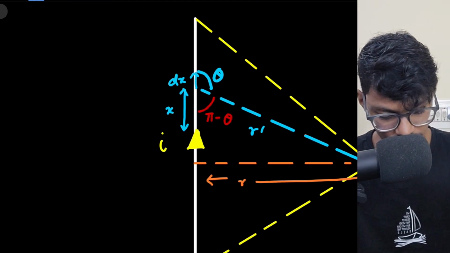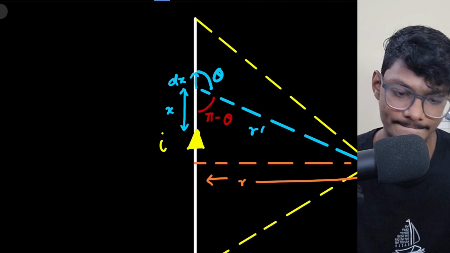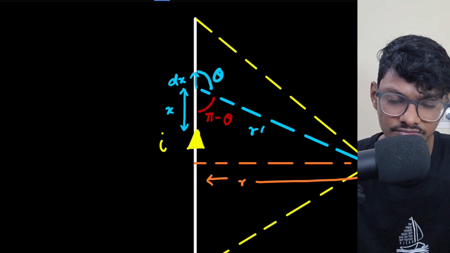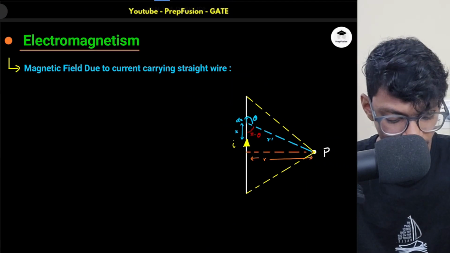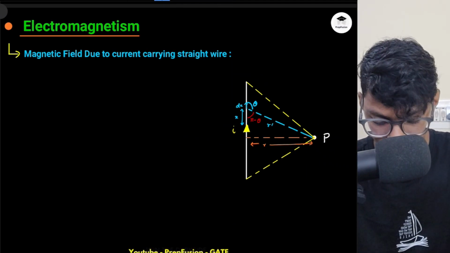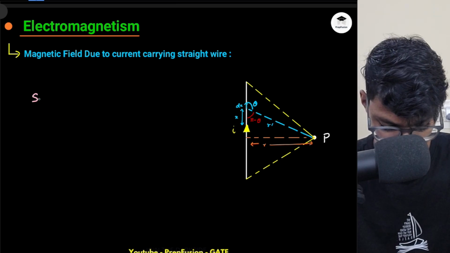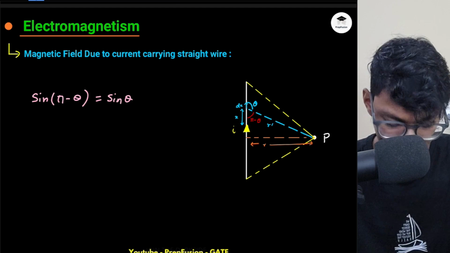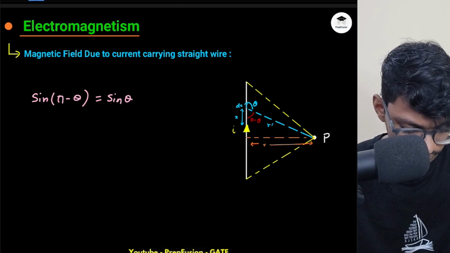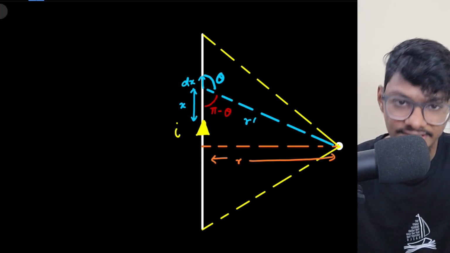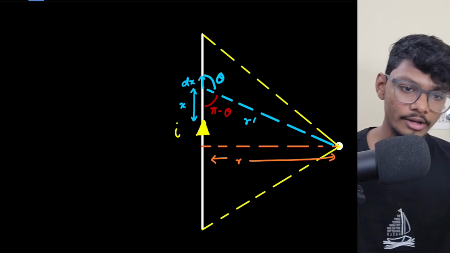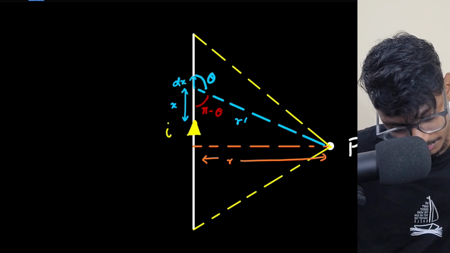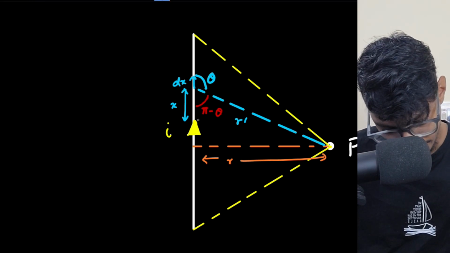So if this angle is theta, then this angle will be what? This angle will be pi minus theta, correct? If this angle is pi minus theta, then one relationship I will use. What is the relationship? That relationship is that I know sine pi minus theta is equal to sine theta. Okay, this thing I will use. What is my sine theta actually? So how do I comment about sine theta? So if I observe, I can comment about sine pi minus theta.